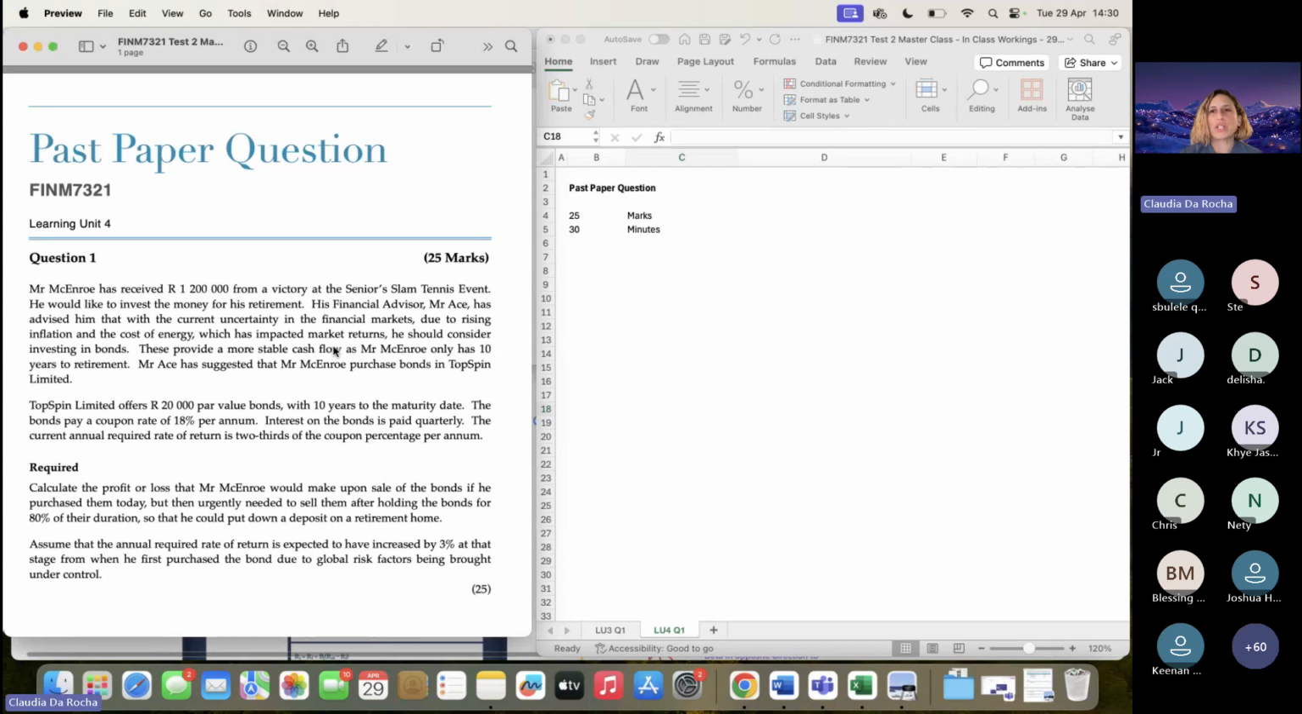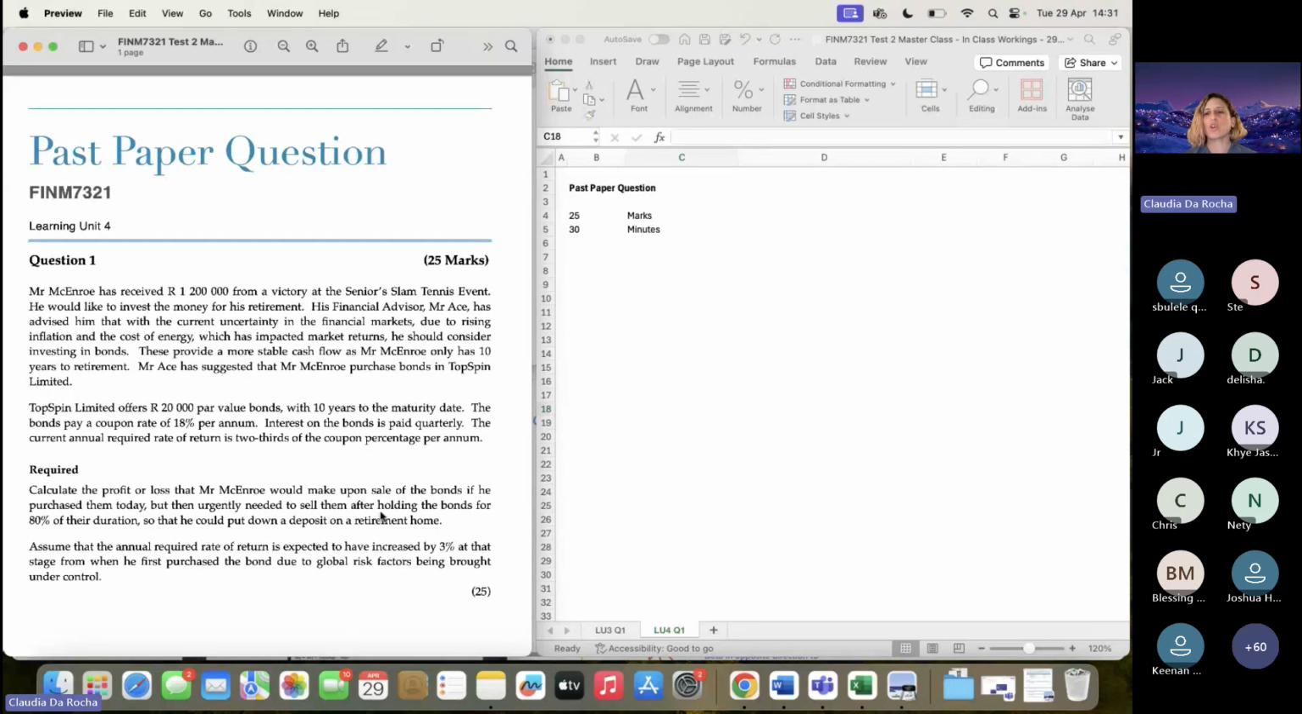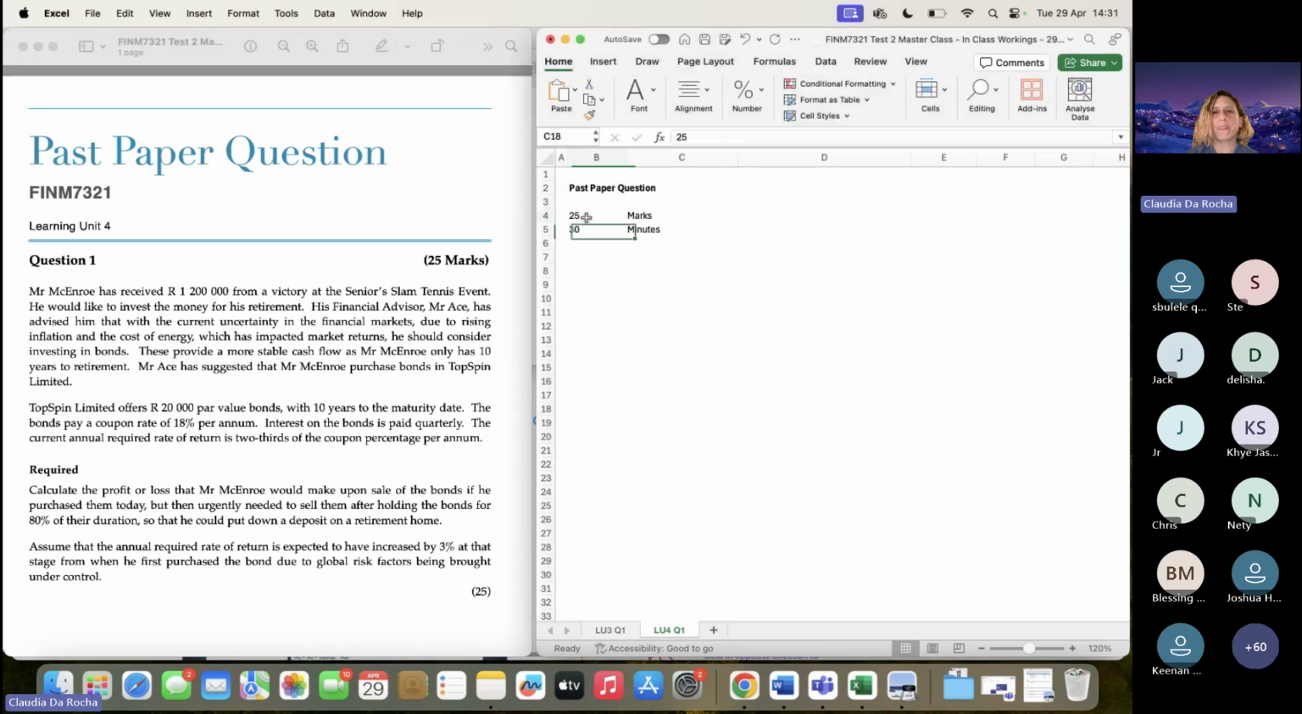So this is a bond valuation question, a 25 marker, so half of your paper. Bonds are very important for your paper, and as I said, there's also a lot of theory that can be asked. So please don't ignore that. It's quite important that you understand those curves. Let's look at this question. It's a 25 marker, which means if we multiply by 1.2, you've got 30 minutes to complete it.